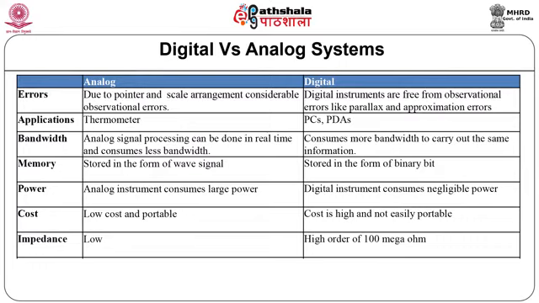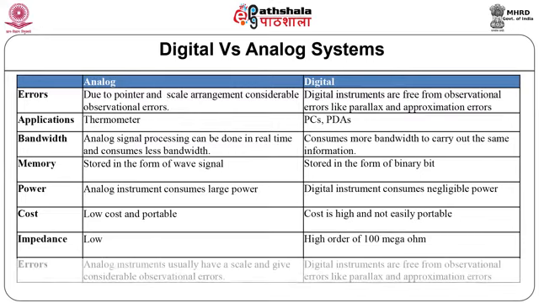Let us now talk about the last parameter for the comparison, that is errors. Analog instruments usually have a pointer and scale arrangement, which gives considerable observational errors, whereas digital instruments are free from these observational errors.